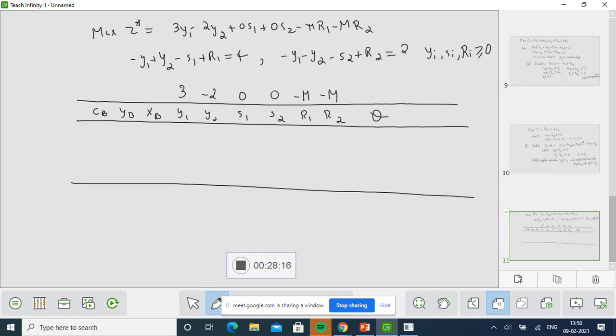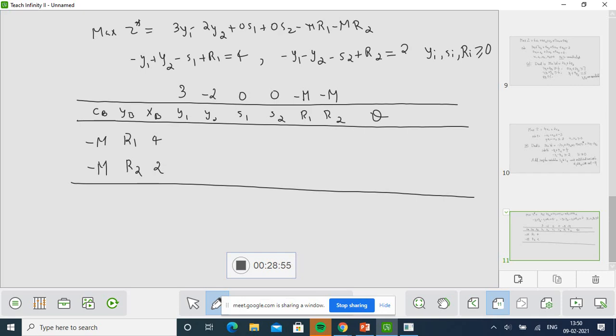Now what are the bases? Basis elements are 1, 0, 0, 1. The vector corresponding to 1, 0, 0, 1 is given by our artificial variables. Therefore, it is R1, R2. What is the cost? Cost is minus m. Again, it is minus m. What is the xb value? Right hand side of the equation, so it is 4 and 2.